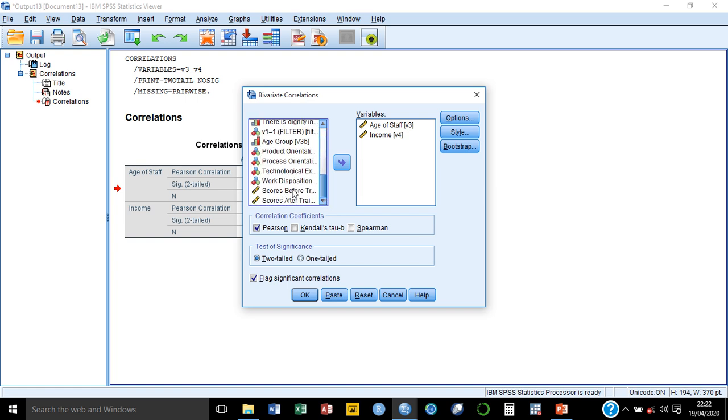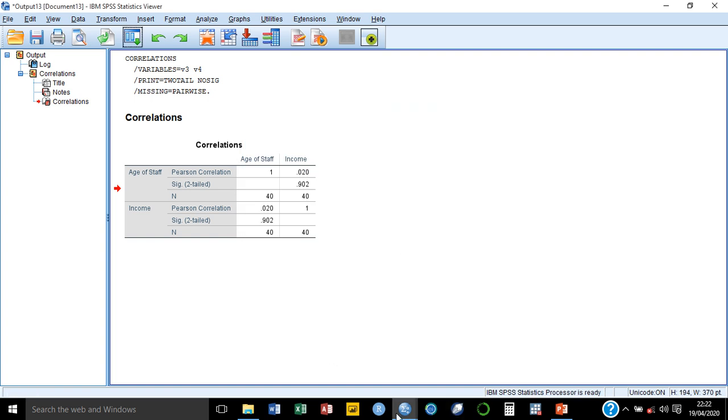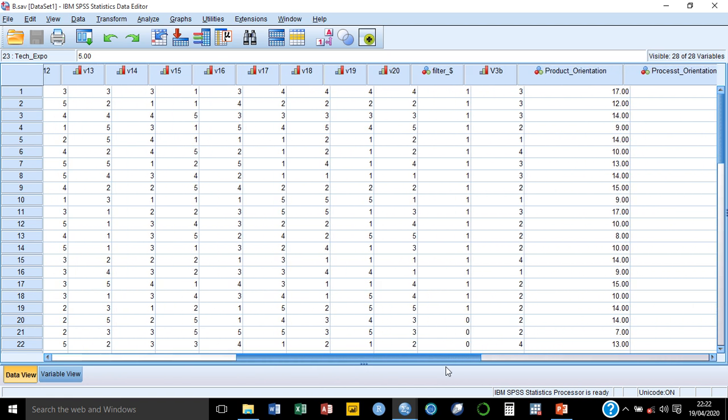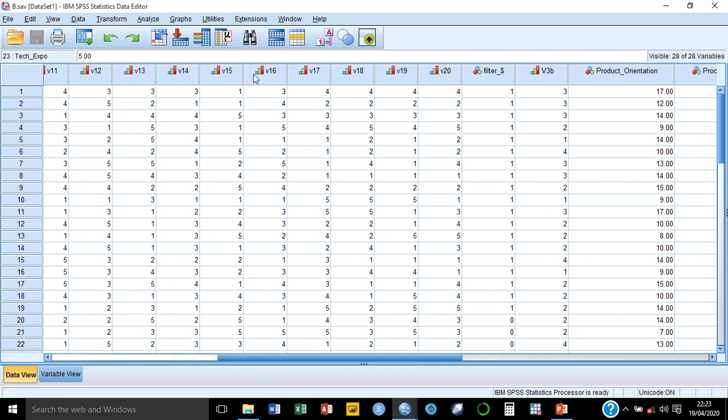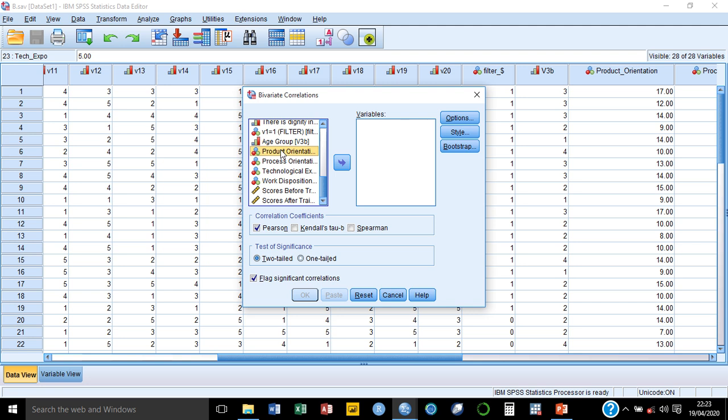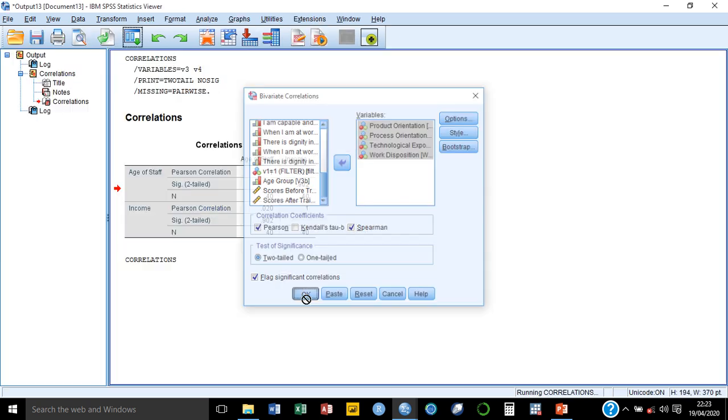I'm going to add them. I can see my product, process, and the others are nominal, so I'm going to change them. But before I change them, let me quickly use them for Spearman correlation. Actually, they give almost the same results, very close, whether you use Spearman or Pearson. So bring the products here, and let's compare between Spearman and Pearson.